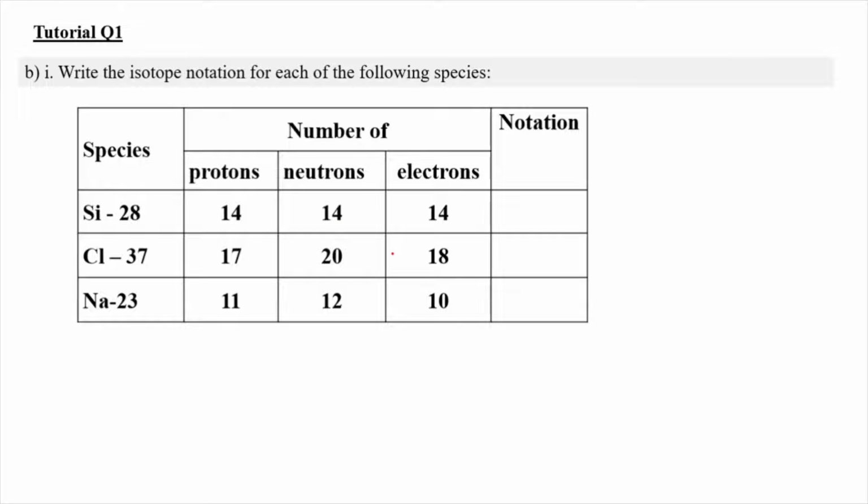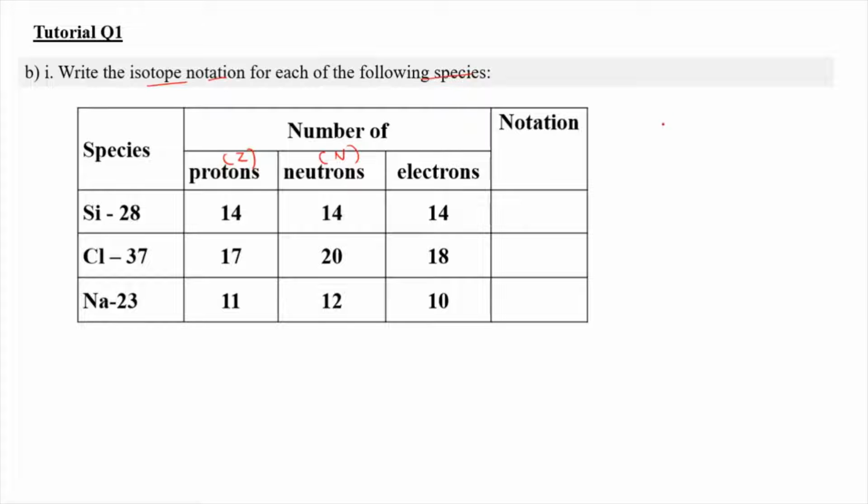So for question 1b1, we need to write the isotope notation for each of the following species. So we have our silicon 28 and we are given the number of protons Z, the number of neutron, as well as the electron. And we need to write the isotopic notation here.